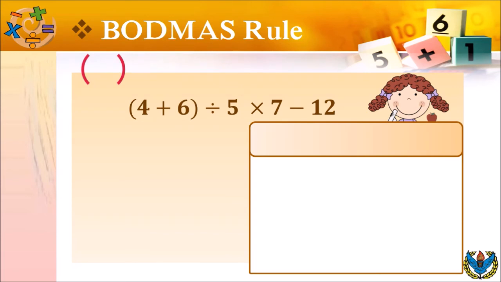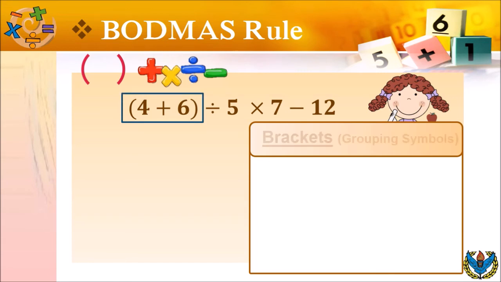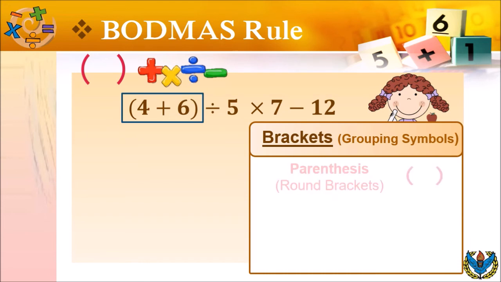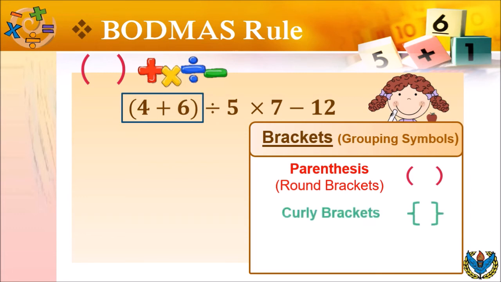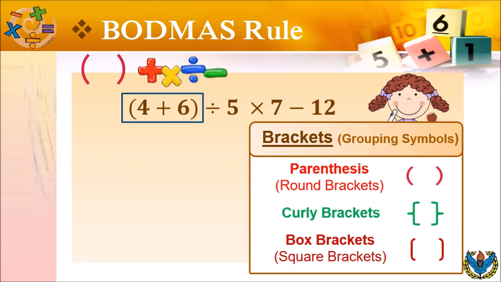Brackets help us to solve problems involving 2 or more operations by telling us which part of the simplification to do first, by grouping some numbers together. Therefore, brackets are also called grouping symbols. There are 3 brackets used in mathematics. Number 1 is parentheses, or round brackets. Second is curly brackets. And third one is box brackets, or you can say square brackets.